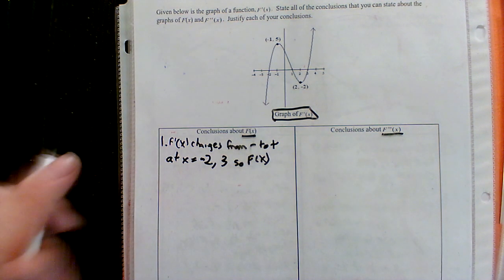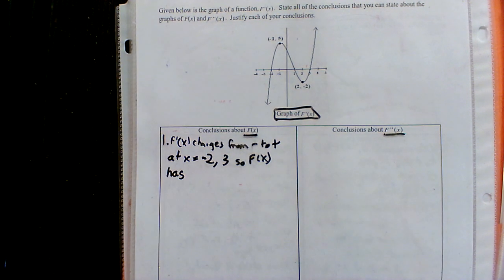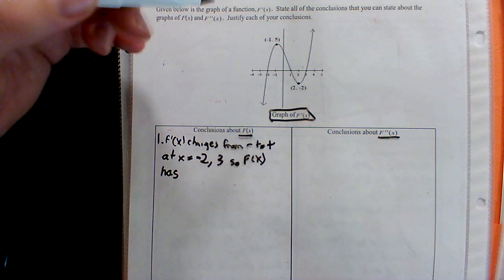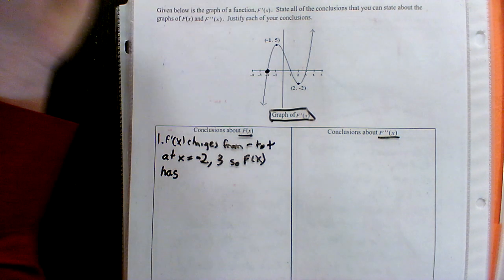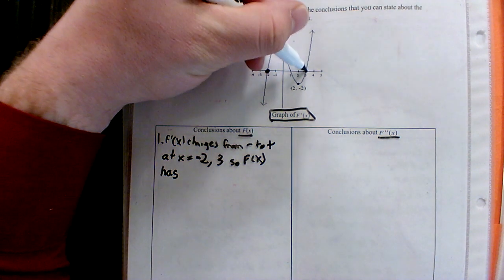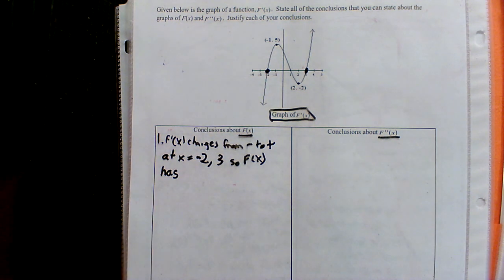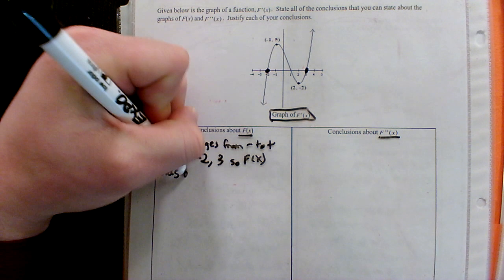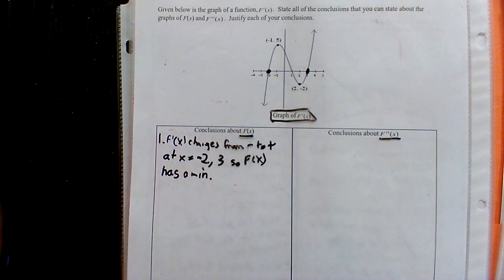So f of x has what? So we're talking about the first derivative graph right here at -2 and 3. It changes from positive to negative, so the original has to have what, Dan? Wouldn't 1 also be a change? Oh, positive to negative. Yeah, we're going from negative to positive right now. Yep. Negative to positive, so f of x must have a minimum there. Yeah, it's a minimum, exactly. Has a min.